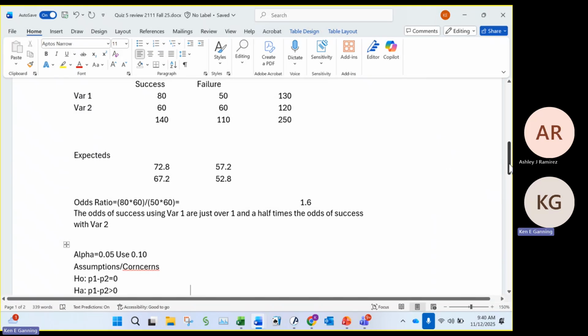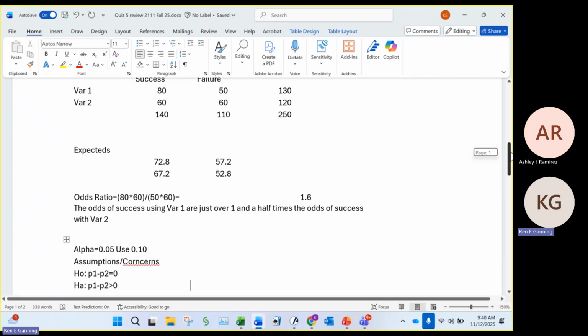Okay, so let's suppose we have two versions of something and we have a different success and failure rate. We could say P1 minus P2 equals 0, or P1 minus P2 greater than 0. If we're taking this approach, we'll change the alpha to 0.1. Because this is a one-sided test, we should double our alpha value to compensate for that. If we're doing just independence, we could leave the alpha at 0.05. Well, no, either way.